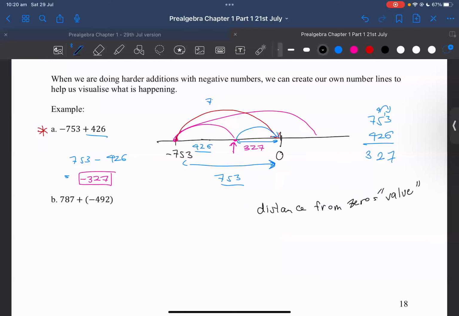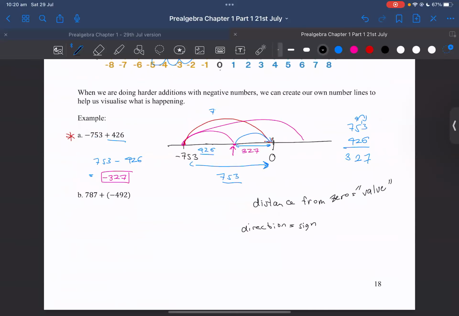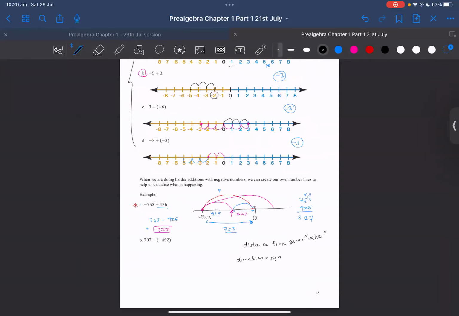And direction equals sign. So if it's 327 to the left, it's negative. 327 to the right, it's positive. So I'll ask you a quick quiz. Actually, I can't really write it down, I'll say it. If I give you a number that's 4,123 to the left of the origin, or 0, what's the value? So 4,123 to the left.